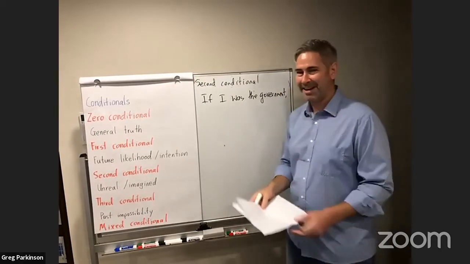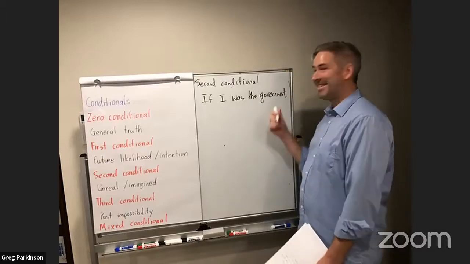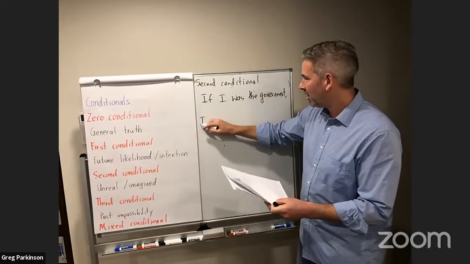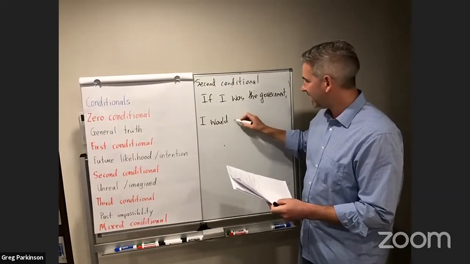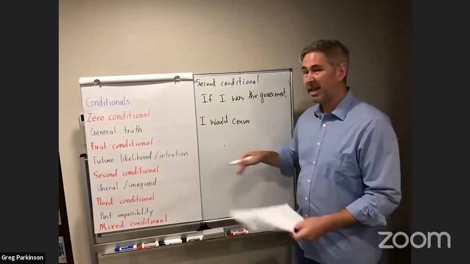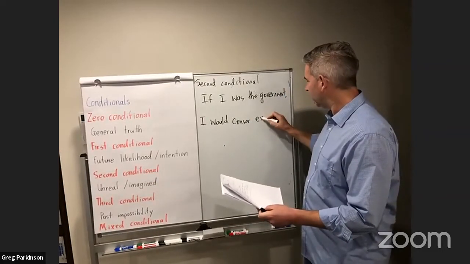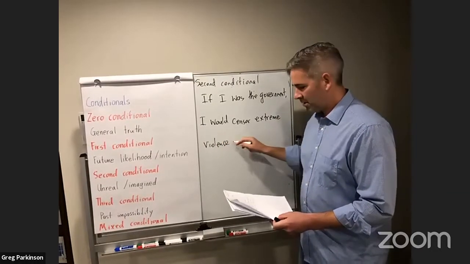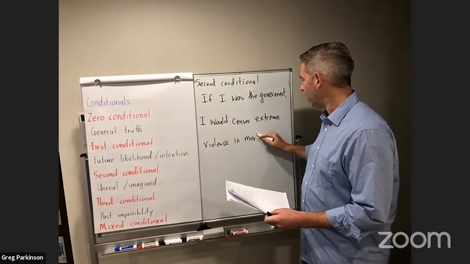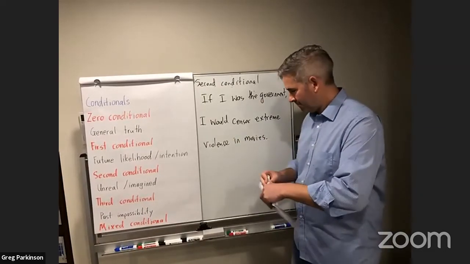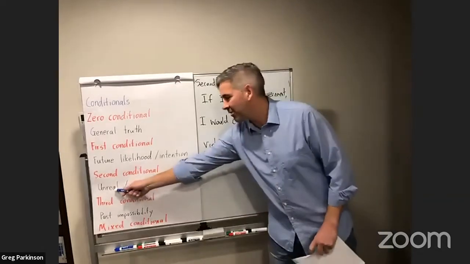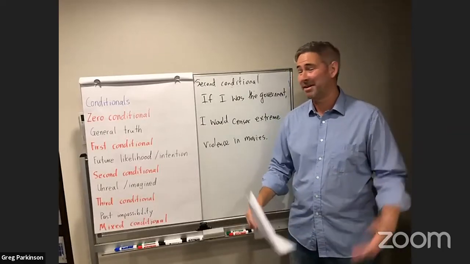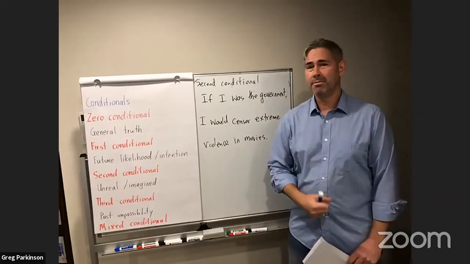If I was the government. Now, not all second conditional sentences need to be about governments, don't get that wrong. If I was the government, I would censor, right? So that means I would take out bits. I would censor extreme violence. So that's the bit I would take out in movies. Now, why is this unreal? Why is this imagined? Well, you probably can see by now I'm not the government, right? So we have to imagine.